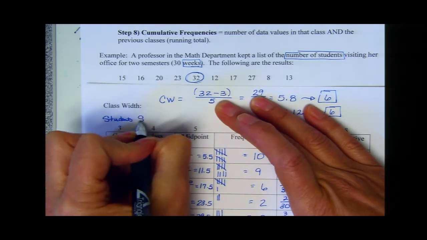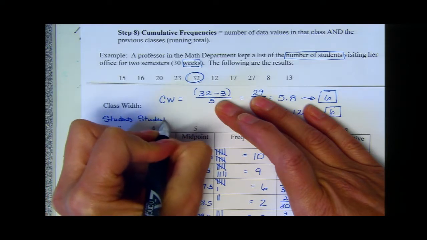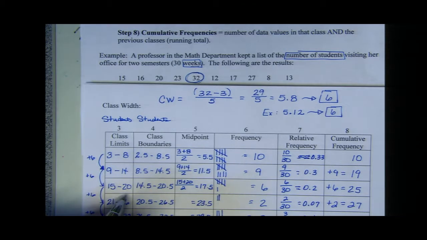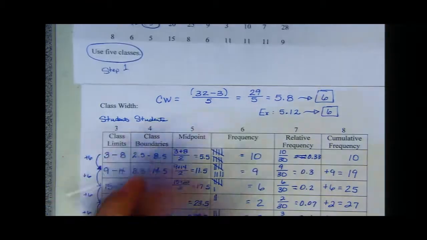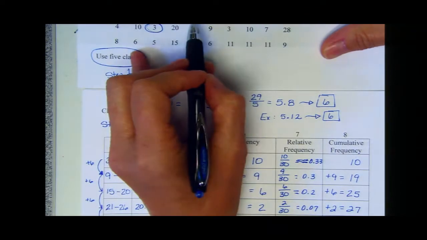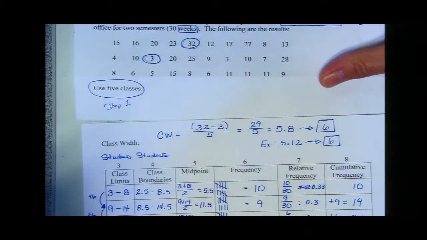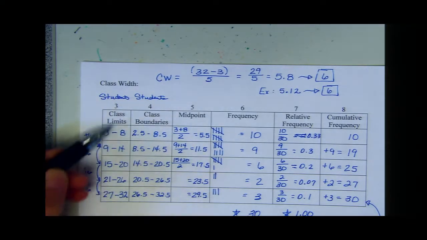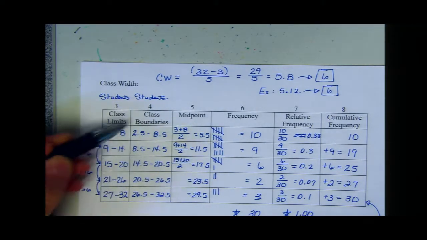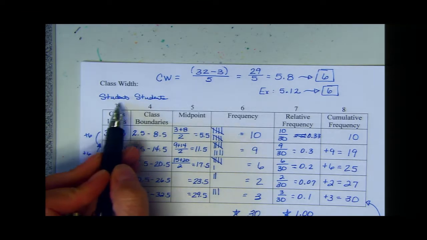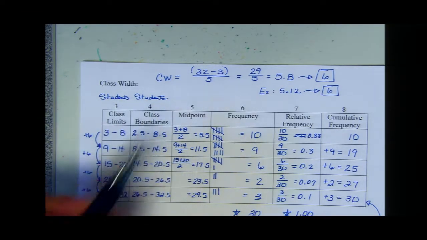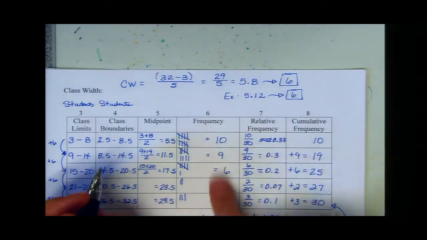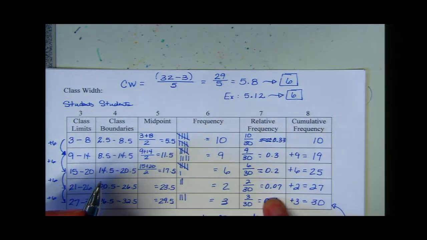So your limits and your boundaries is talking about the number of students. 9 to 14 students, 15 to 20 students, and so forth. And it goes on up to the 32 students that we talked about right here. So this class limits and class boundaries, any graphing I do, if I'm dealing with these numbers, I will label that axis as students or number of students. So then what I'm going to go over to is frequency and relative frequency.